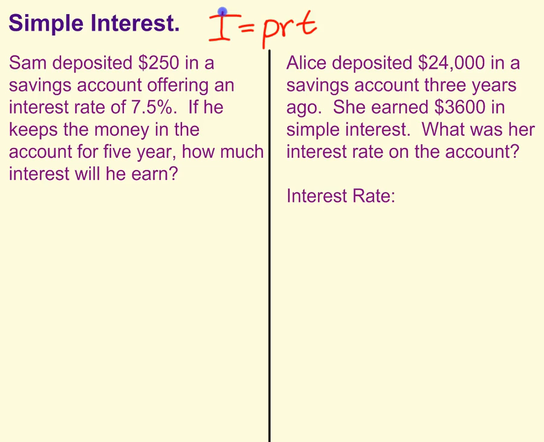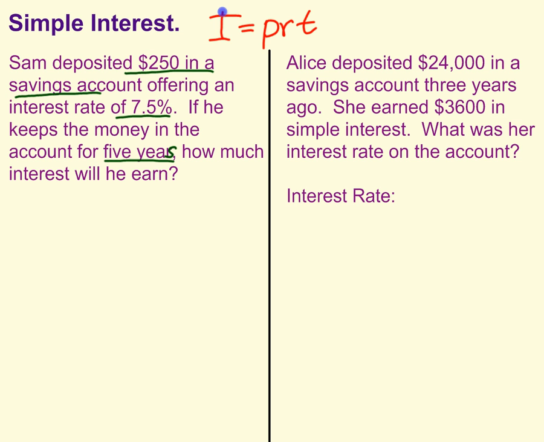So for some reason these problems tend to be more challenging for students, but I don't think they need to be. I think they get a little intimidating because we have a formula to follow. We just plug things in and solve. So let's look at our first example. Sam deposited $250 in a savings account, offering an interest rate of 7.5%. If he keeps the money in the account for 5 years, how much interest will he earn?